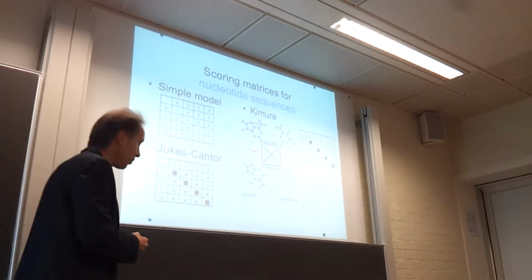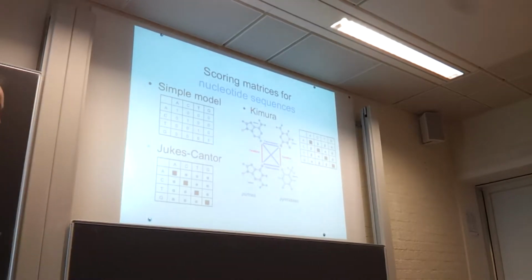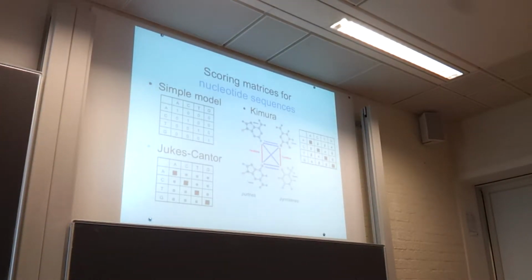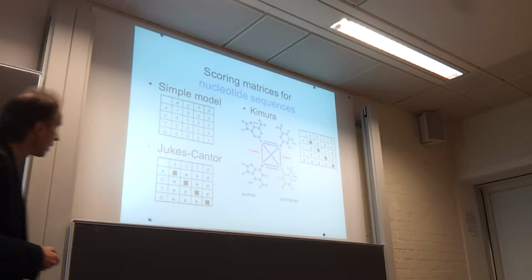Now the Jukes-Cantor model is basically a simple model where the chance for any nucleotide to change into something else is the same. So any exchange to any other is the same, as you can see here. It's all the same probability, alpha.